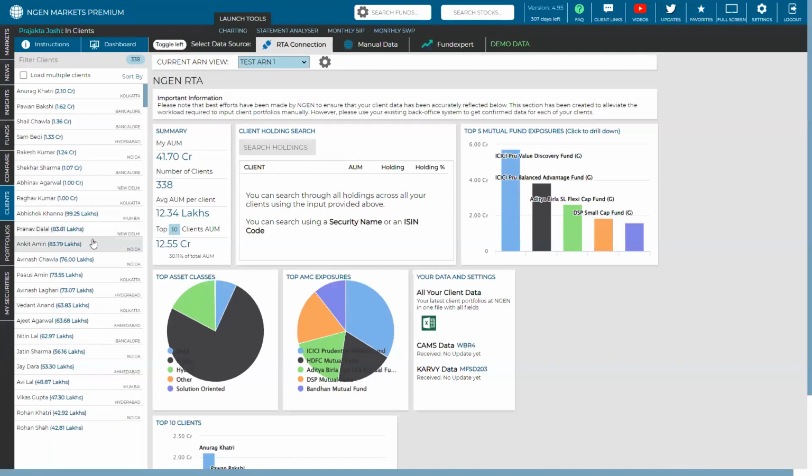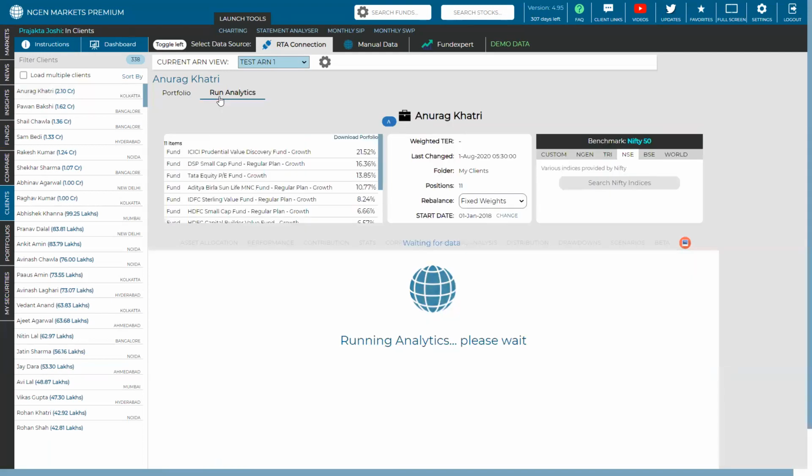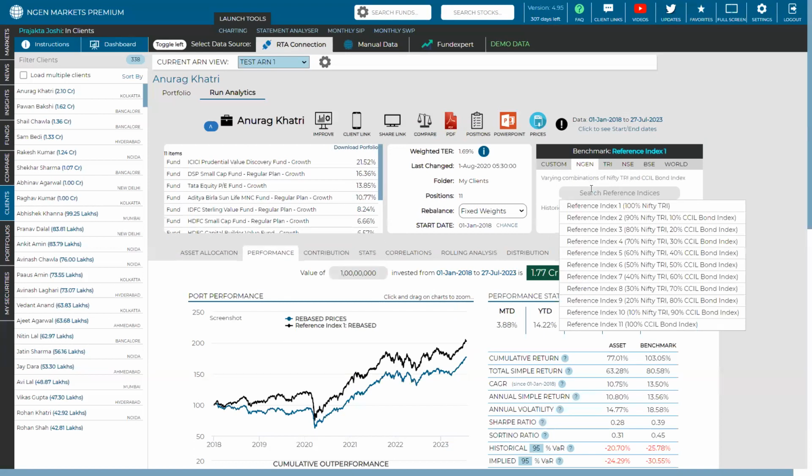So for an example, let me just quickly go to the client section. And this is a 100% equity portfolio that is there. Okay, Anurag Khatri as a client has a 100% equity based portfolio. When I click on run analytics, by default it will consider for this particular portfolio reference index 1. What is this reference index 1? This is created and curated specifically by Team Engine, considering various combinations of Nifty TRI and a CRISIL bond index.